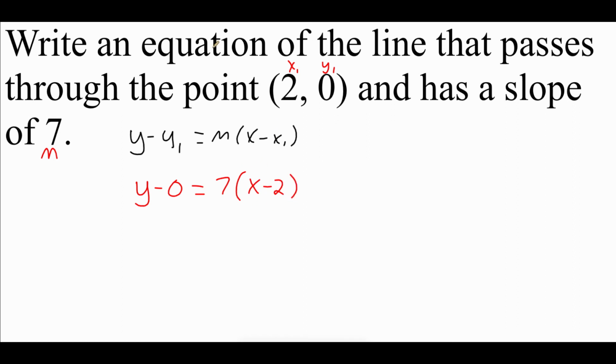No cleanup on the right-hand side, so I'm going to jump right into the distributive property so that we can get our equation written in slope-intercept form. So if I distribute, the 7 times x is 7x. 7 times negative 2 is negative 14. Now, if we look at what's happening on the left-hand side, if we have y and we subtract 0 from it, we're not changing that y value at all, so it's just y. The minus 0 kind of goes away in there. So we're down to our final equation. We've got it written in slope-intercept y equals mx plus b form, so we're done with this one. We get the equation y equals 7x minus 14.